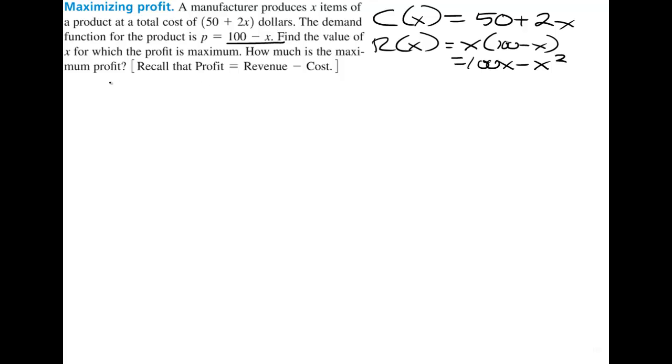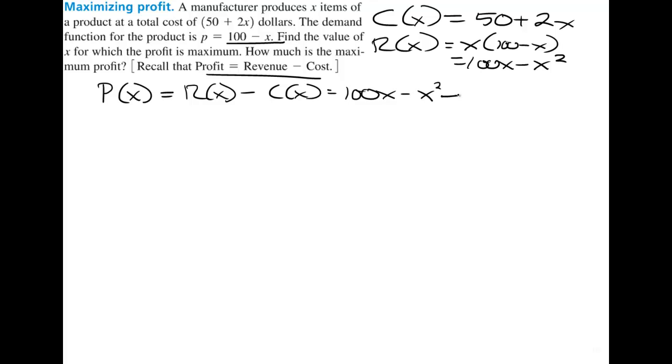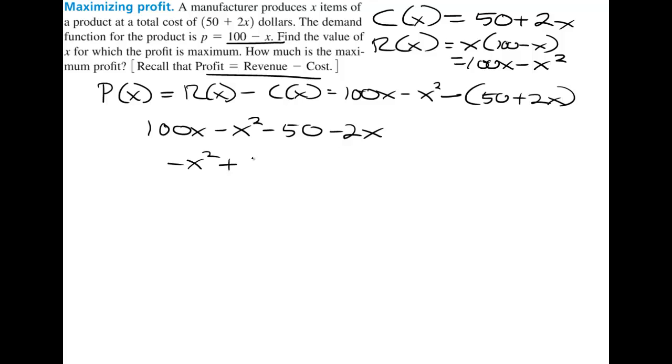So now our profit function, we'll call it capital P of x, that's revenue minus cost, just like they told us up here, and that's 100x minus x squared minus our cost function, which is 50 plus 2x. Distribute that through: 100x minus x squared minus 50 minus 2x. Clean it up. Negative x squared plus 98x, because there's 100 of them, minus 2 of them, minus 50. There is our profit function.